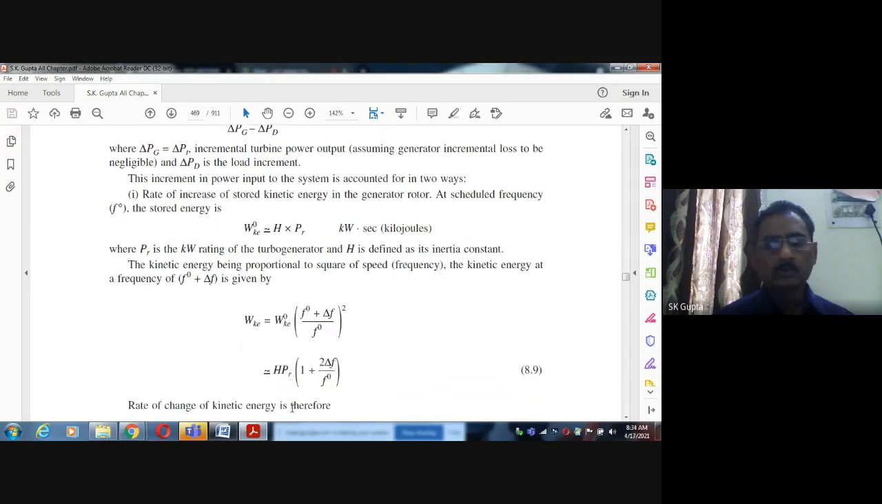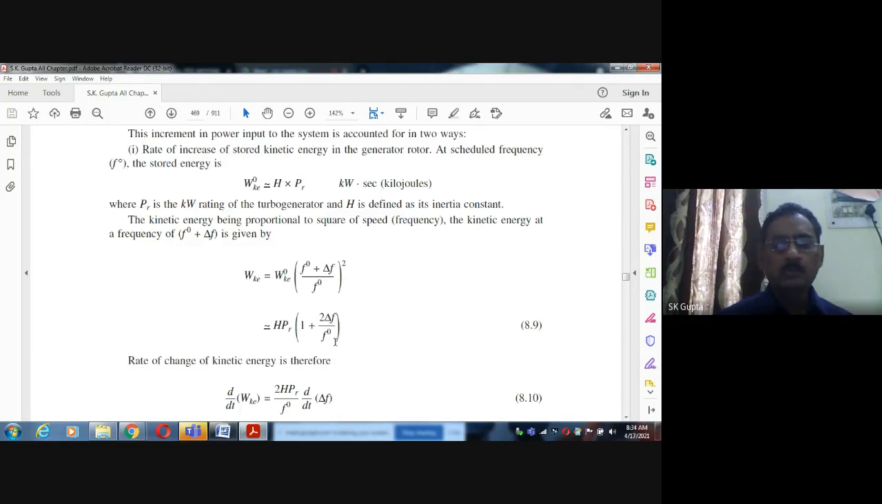Okay. Is there any question up to this now? While developing the model of the synchronous generator, this equation comes. Anybody having any question up to this point? Santram?